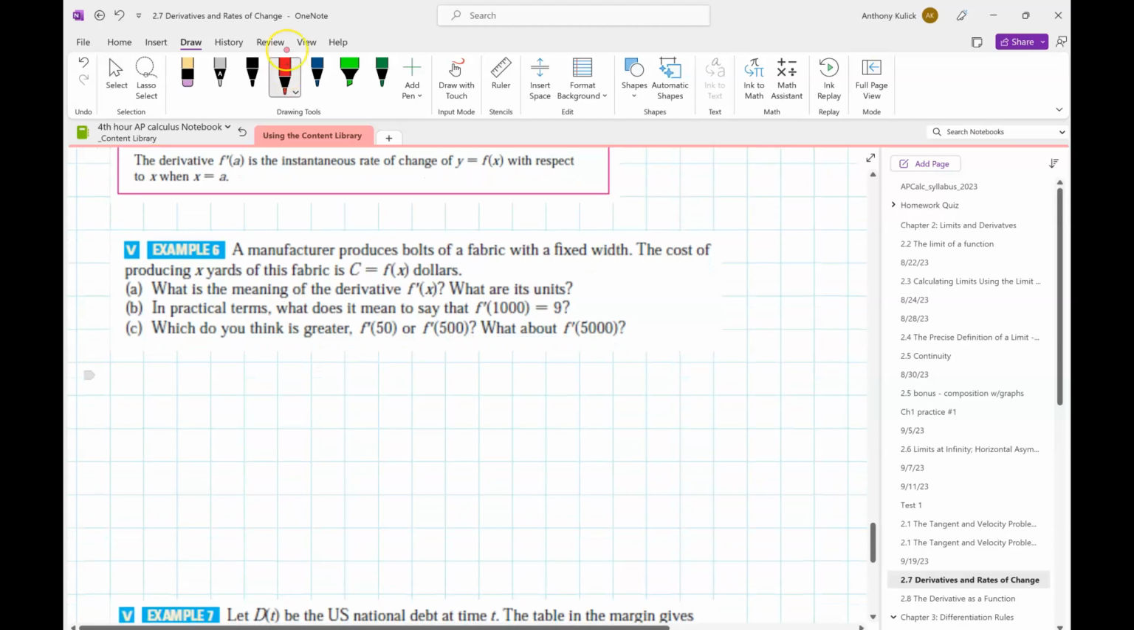Cool. All right. So let's look at this last couple of examples here. It says a manufacturer produces bolts of fabric with a fixed width. The cost of producing x yards of this fabric is C equals f of x dollars. What is the meaning of the derivative f prime of x? What are its units? In the context of this problem, what does f prime of x mean?